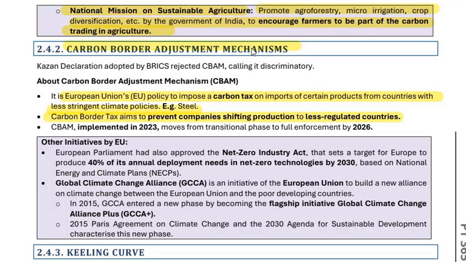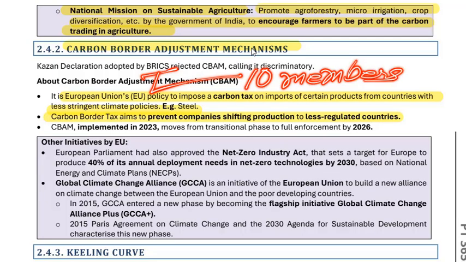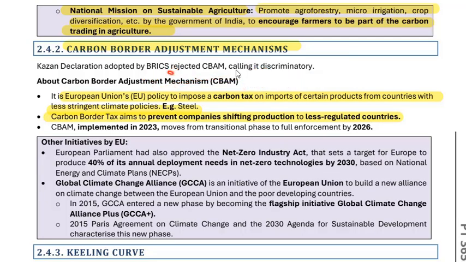You must be knowing about the BRICS that membership has been changed. Now it has 10 members. 5 new members have been added. Then the news is about the rejection of CBAM, that is Carbon Border Adjustment Mechanism. First, see what is written here. It is a European Union policy to impose carbon tax on import of certain products from countries with less stringent climate policies. An example is given for steel. Next, carbon border tax aims to prevent companies shifting production to less regulated countries. CBAM, implemented in 2023, moves from transitional phase to full enforcement by 2026.